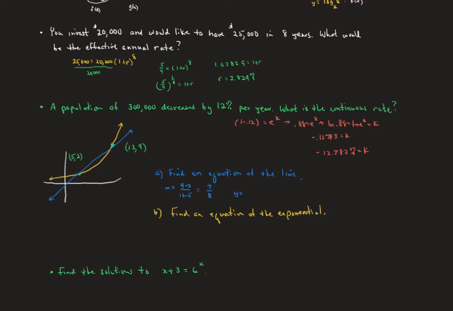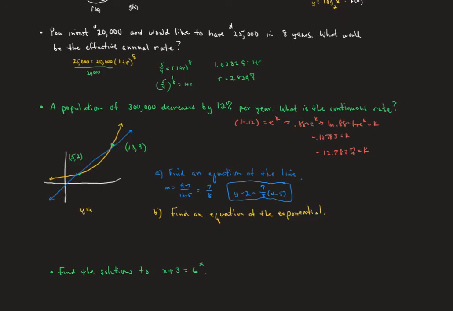Then we can take either point we want. I'm going to start with the smaller number point, the (5, 2). So it's y minus 2 equals 7/8 times x minus 5. It didn't tell us we had to be in slope-intercept form, so let's call that good. Now the exponential is going to be a little trickier.